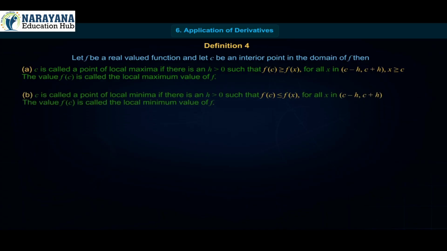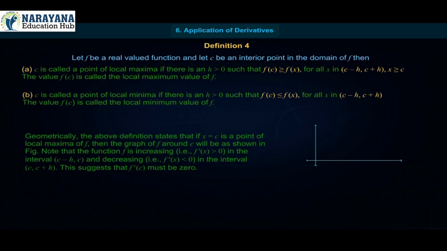B. C is called a point of local minima if there is an h greater than 0 such that f of C is less than or equal to f of x for all x in the open interval (C minus h, C plus h). The value f of C is called the local minimum value of f.